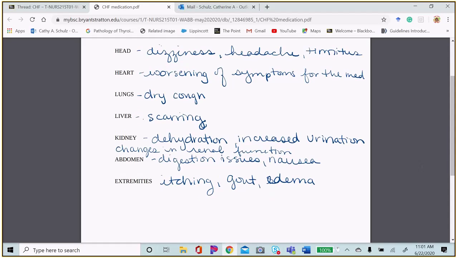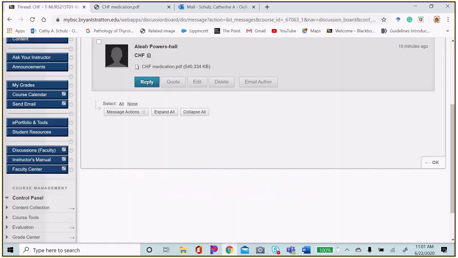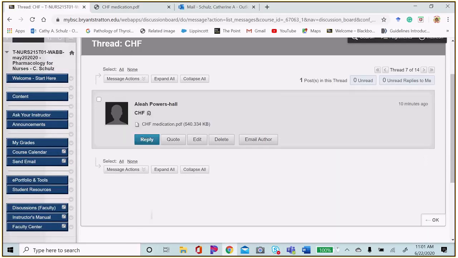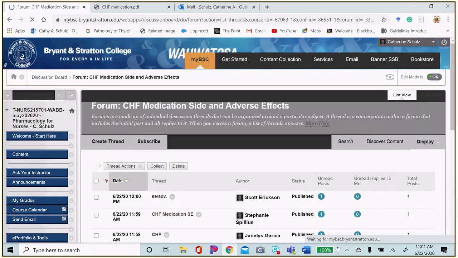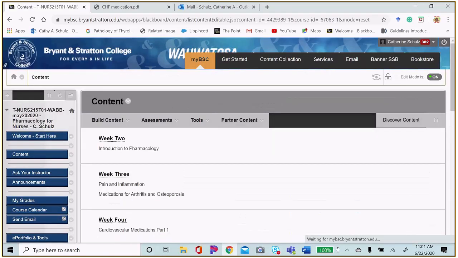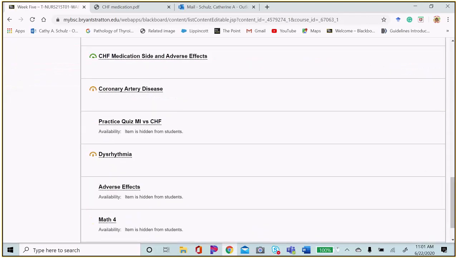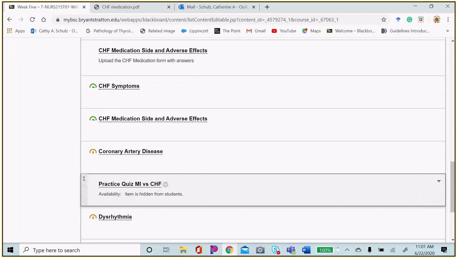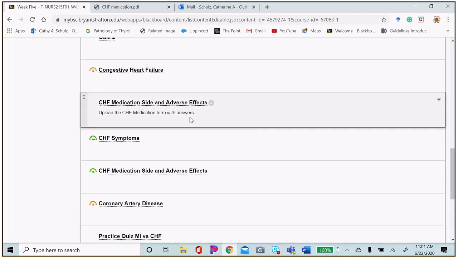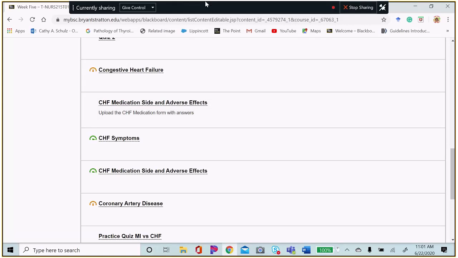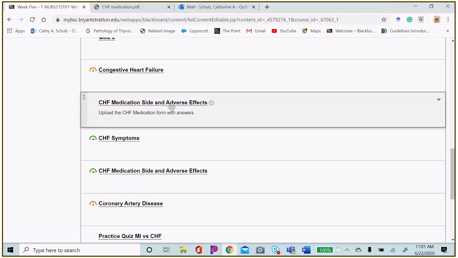Where were you able to put that? Because I asked earlier where we put our answers, and everywhere that I go, I can't submit mine on Blackboard. Okay, I'm sorry, I didn't see that question. You're supposed to put it right here. This is a Dropbox. Upload the CHF medication and answers on our content week for cardiovascular part 2. Okay.